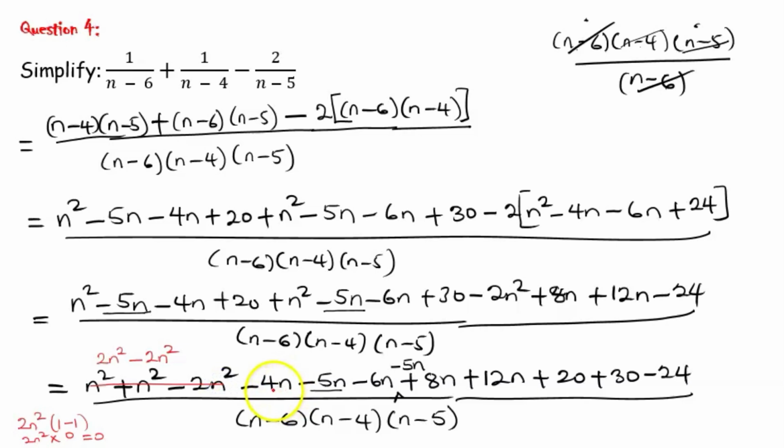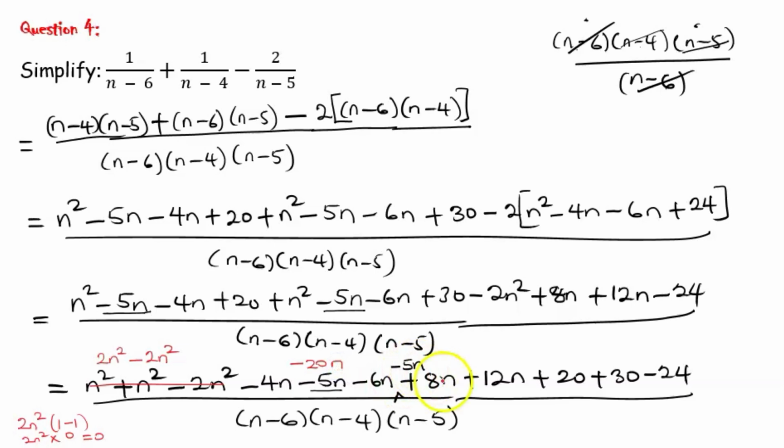Now we are here. We have minus 4n, minus 5n, minus 6n, minus 5n. Can you see? So minus, minus, minus. Let's join them together. Minus 4, minus 5, that's minus 9. Minus 9, minus 6, minus 15. Can we see now? Minus 15, minus 5, minus 20. So you see we have minus 20n here.